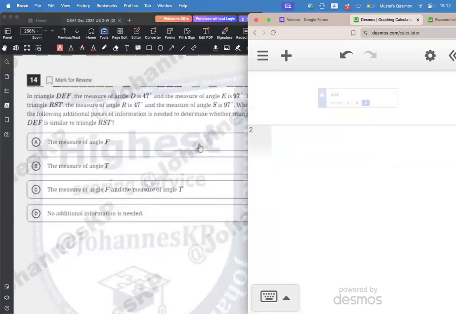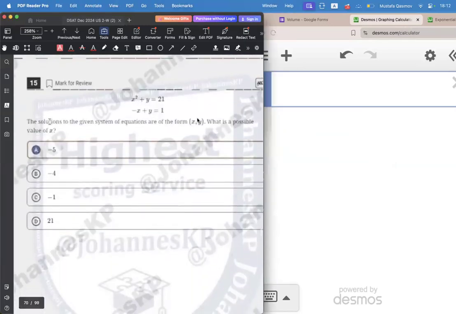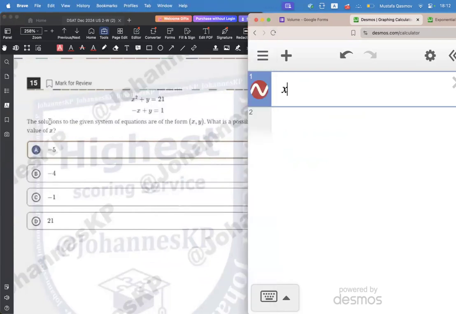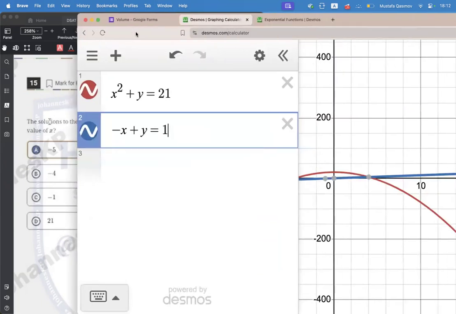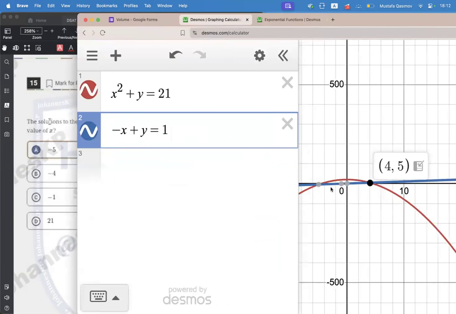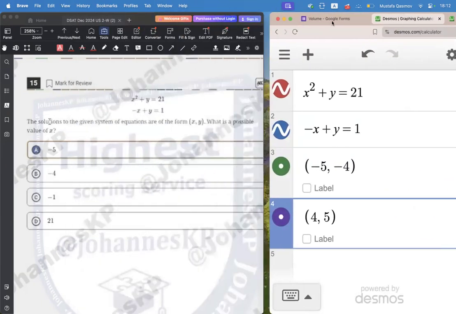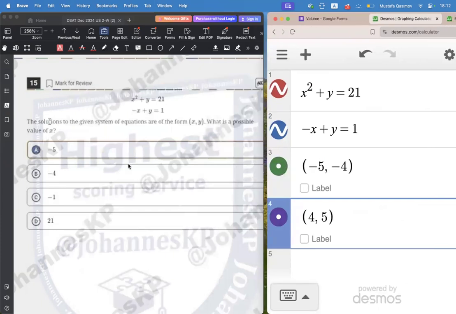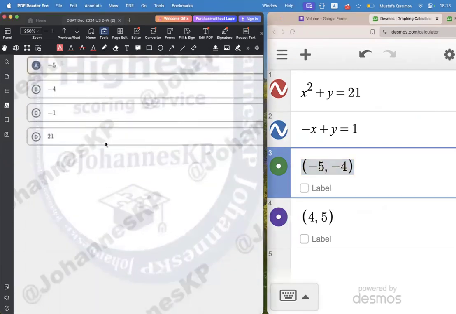Okay. Let's continue. 15. You must write the decimals, then you will get the answer. x squared plus y is equal to 21, and negative x plus y is equal to 1. Then the answers will be 4, 5, and negative 5, negative 4. So which of the following is a possible value of x? It can be negative 5, A. Answer is A here.